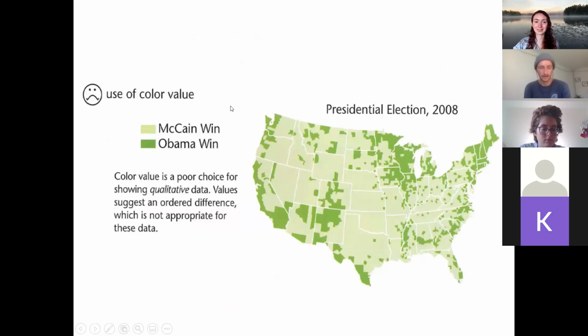Color value, like color hue, doesn't work so much for quantitative data. Color value doesn't really work for categorical data. Looking at this map, it implies that the states in which Obama won have more of something than the states in which McCain won for the 2008 election, rather than being different in type. So it would be better to use different hues like green or red and blue, like you typically see in maps after elections, as a better way of representing that data.